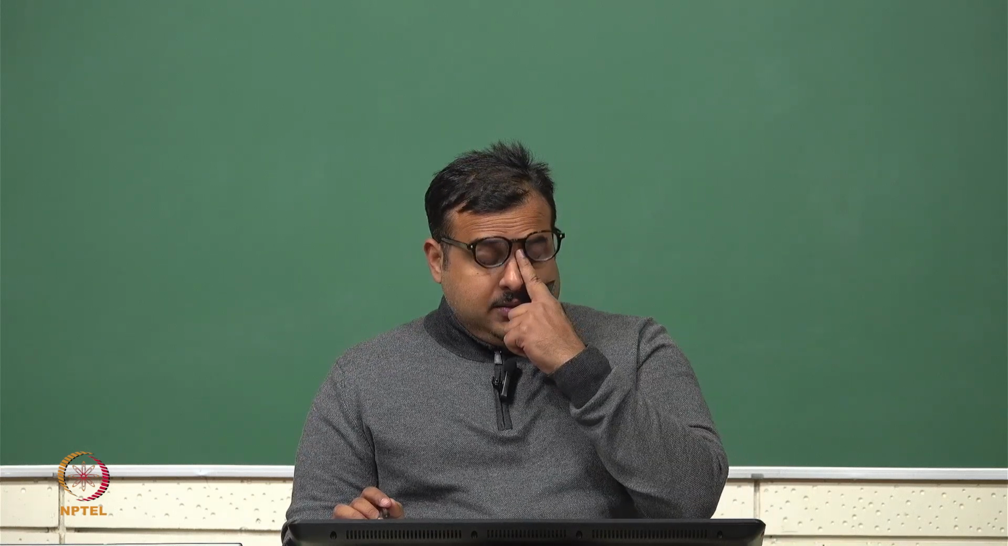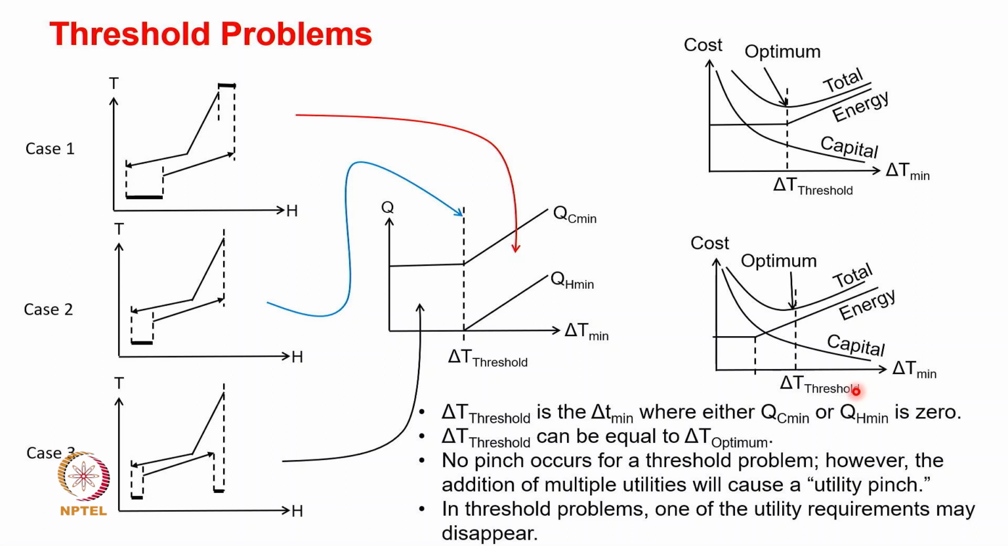So let us look at the case. There are certain threshold problems. We shall continue. There are certain threshold problems wherein you see that the coverage we can attribute by moving the hot stream and cold stream. So look at case one wherein you need to supply hot utility here and cold utility here. By moving the composite curve, what we can achieve here is that, so this is the regime of this. So you need to supply certain QC min and QH min.